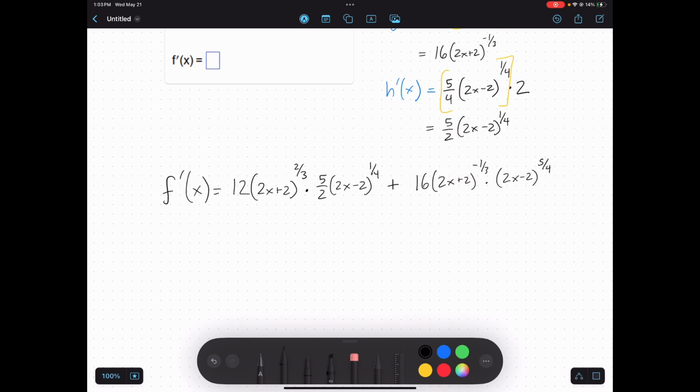And now, once again, you can put it in like this, and it'll mark it as correct. You don't have to simplify unless it specifically tells you to with these Pearson problems. But simplifying is always a good habit to get into. 12 times 5/2 is 30. So I get 30 times 2x plus 2 raised to the 2/3 times 2x minus 2 raised to the 1/4. And then this one stays pretty much exactly the same. And there we go. There's my derivative.